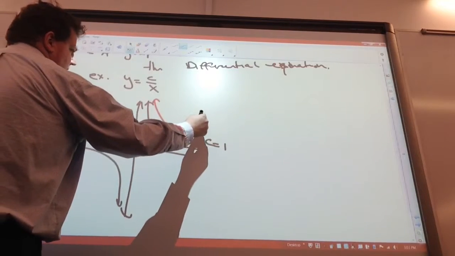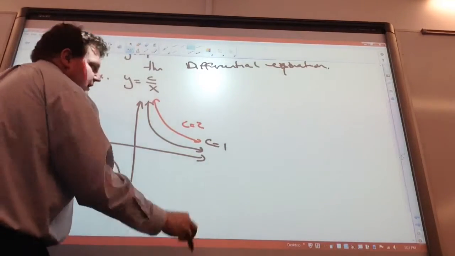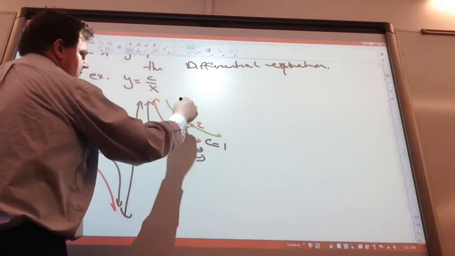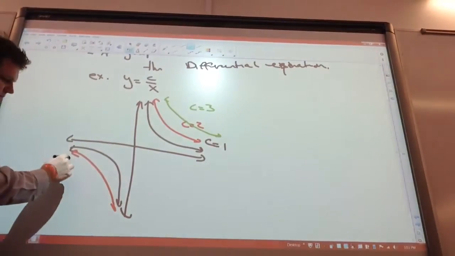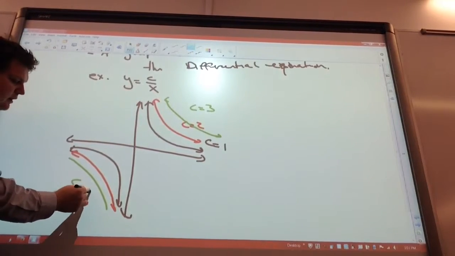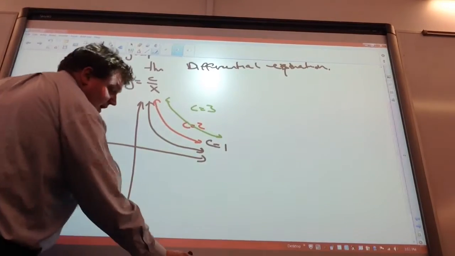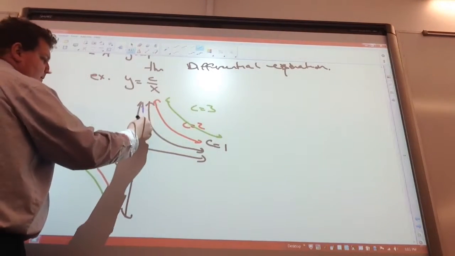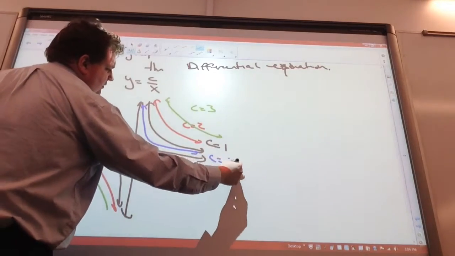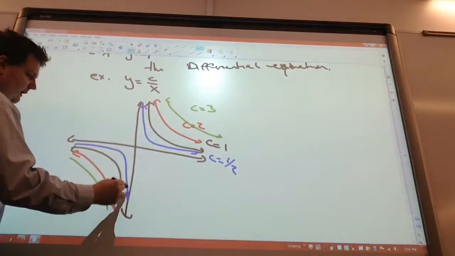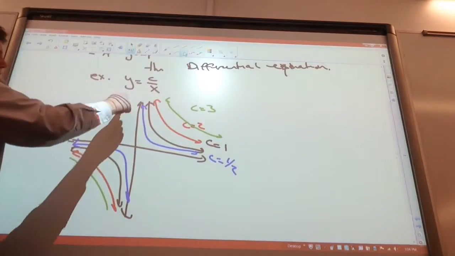Okay. It does that instead. And when c is equal to 3, it's even more shallow. Okay? We got that. When c is a fraction, though, it gets more extreme. It almost forms like a right angle diagram. So it might be like c is equal to 1/2, something like that. Okay? What happens when c is negative? It flips.